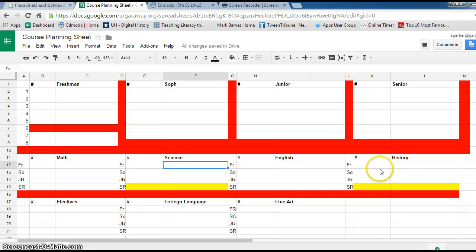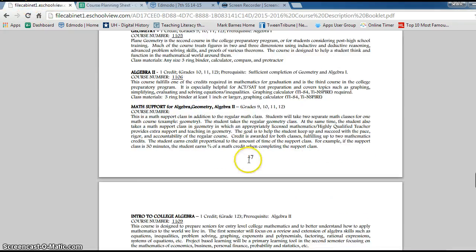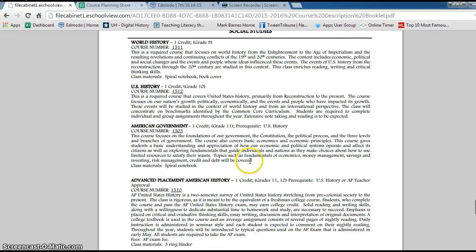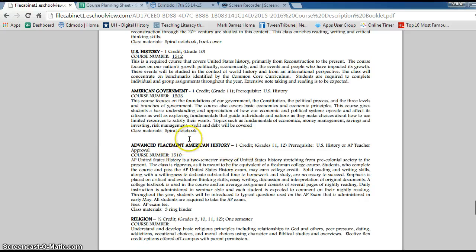Now, your history: everybody their freshman year is going to take world history. So everybody's going to type in world history, and then that number is 1511. Your sophomore year, everybody's taking U.S. history, and then your junior year, you're going to take government. So if I flip real quick, there's science, here's social studies. World history is 1 credit, all year, open to 9th graders. U.S. history, 1 credit, 10th graders. American government, 1 credit to juniors, and then your senior year, you have the option of taking advanced placement American history.